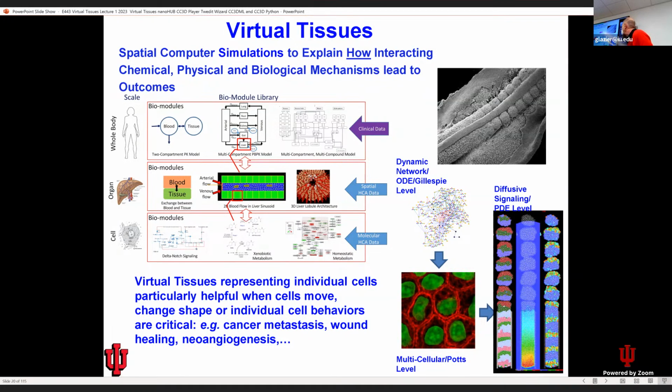In this case, this is a simulation of that process in the chick called angiogenesis, which is giving rise to the segments that are going to eventually form the periodic structure of the rib cage and the spine.